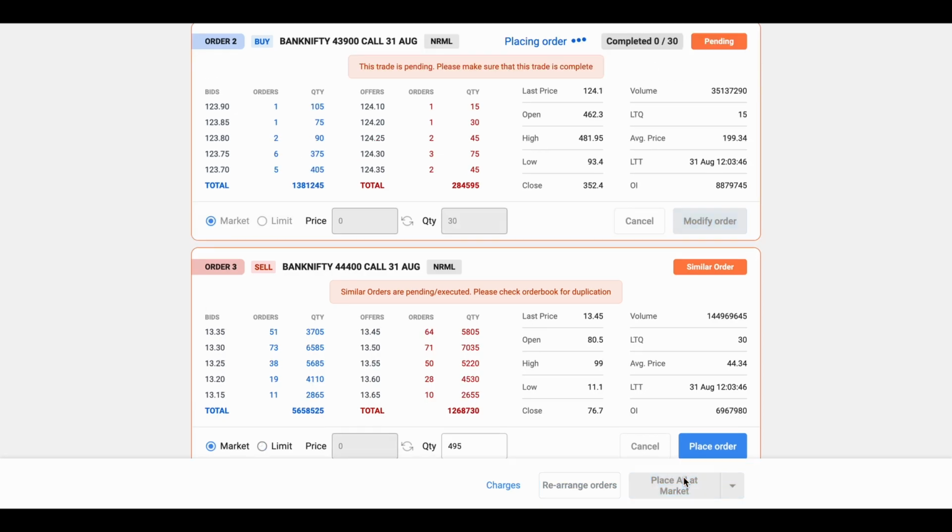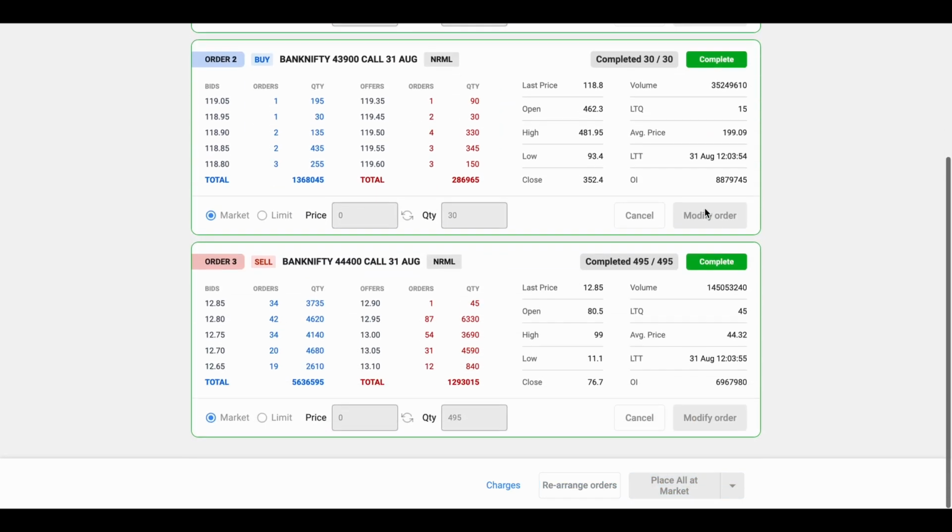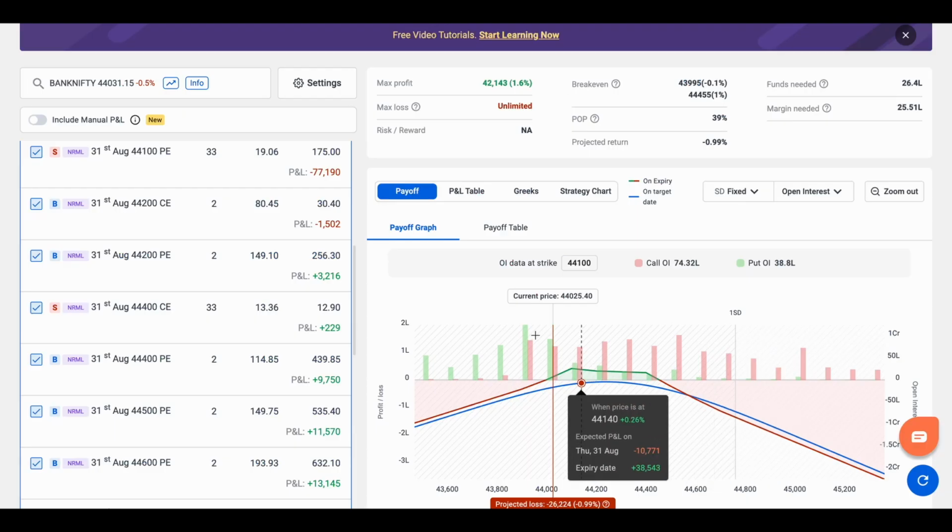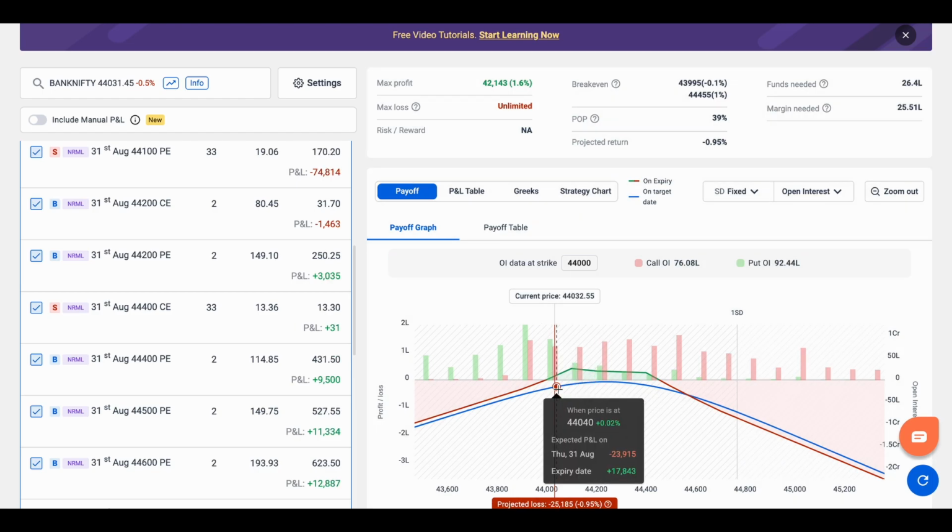Going to execute at market price only. Okay, all the trades have been executed. This is what my payoff chart will look like after the adjustment, and my maximum profit has gone to 1.6% of my total invested amount. This is 26 lakh rupees. So I'm totally at the break even point.